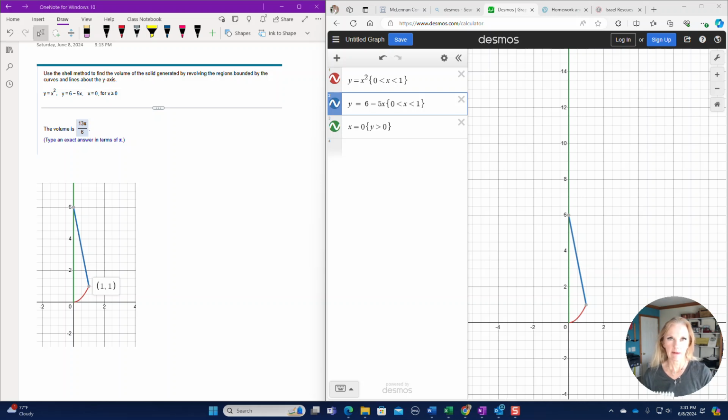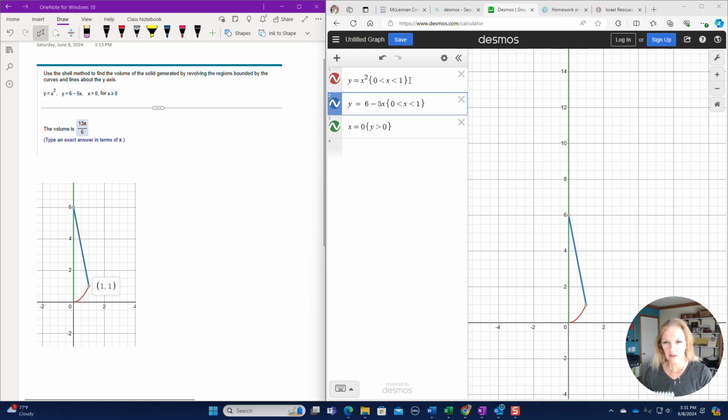Okay, on this problem, we're asked to use the shell method to find the volume of the solid generated by revolving the region bounded by the curves and the lines and the y-axis. So we're revolving about the y-axis. We have y equals x squared, y equals 6 minus 5x, x equals 0, and x greater than 0.